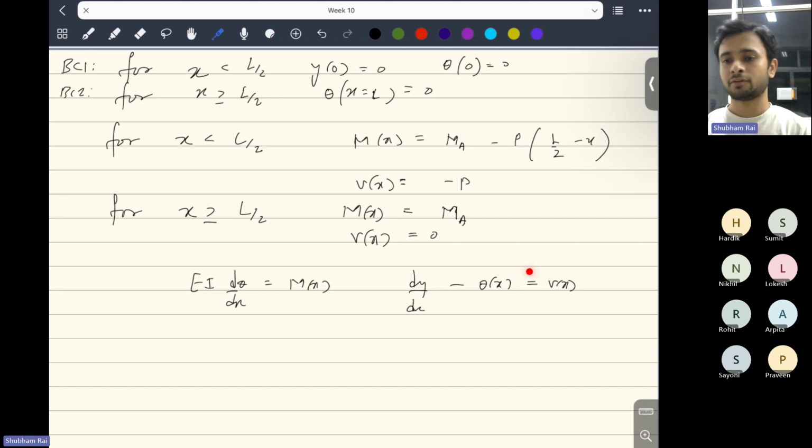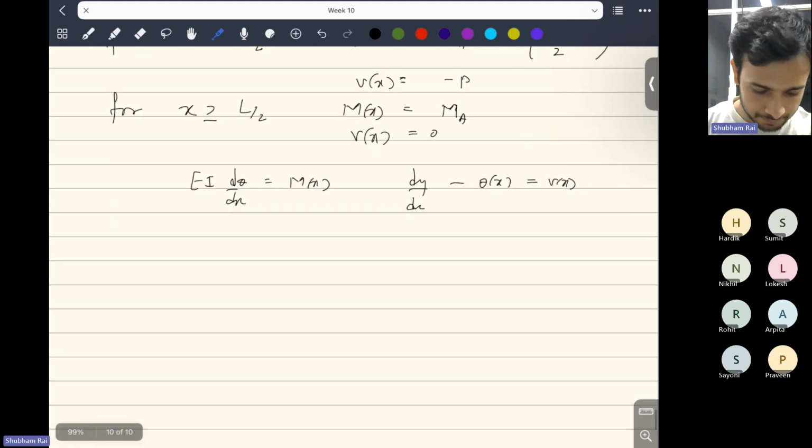Okay, and at the end, there will be some unknown values. Those unknown values you can find using the continuity condition of slope and displacement at x equal to L by 2. So at x equal to L by 2, y coming from the left hand side and y coming from the right hand side should be equal, and theta coming from the left hand side and theta coming from the right hand side should be equal. So finally, if you do all these things, you should obtain this solution.